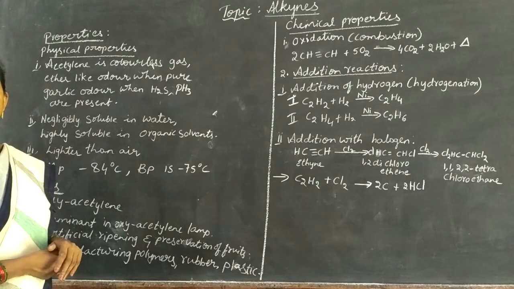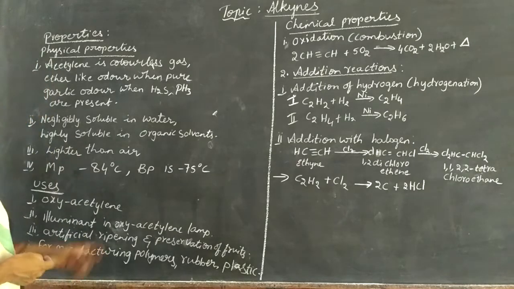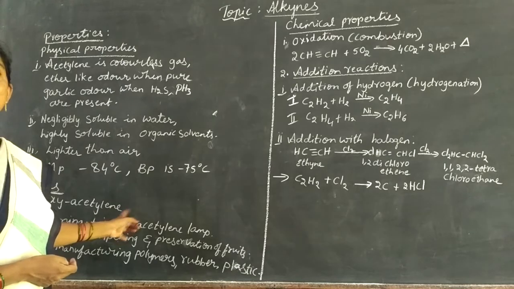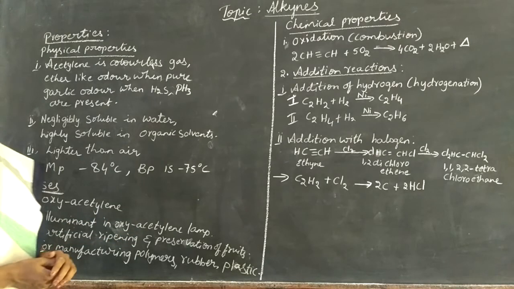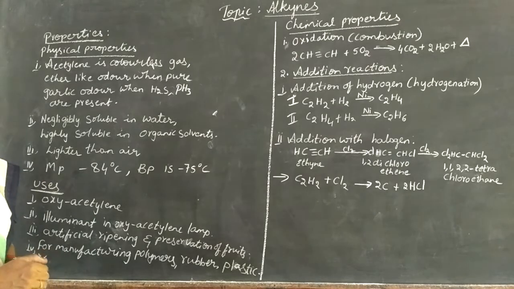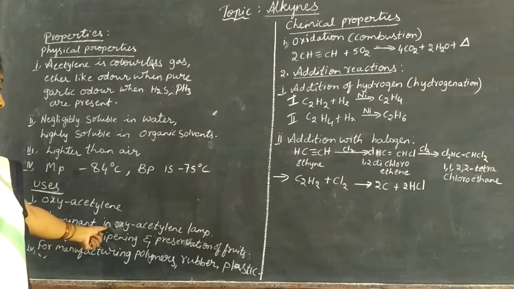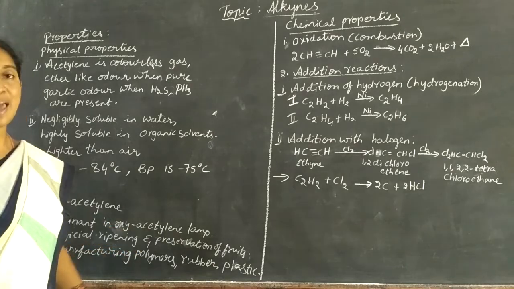These are the physical properties of ethyne, and the uses of ethyne are: it is used in the oxyacetylene flame. The oxyacetylene flame is used for cutting and welding of metals, and it is used as an illuminant in oxyacetylene lamps.